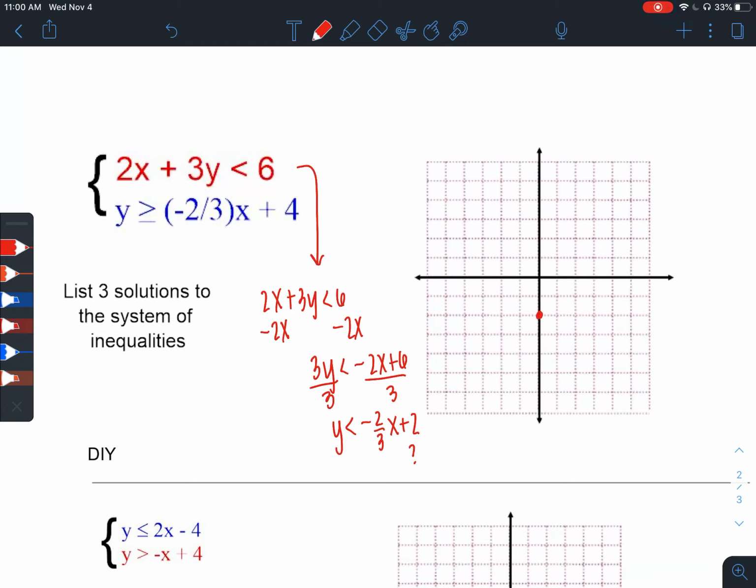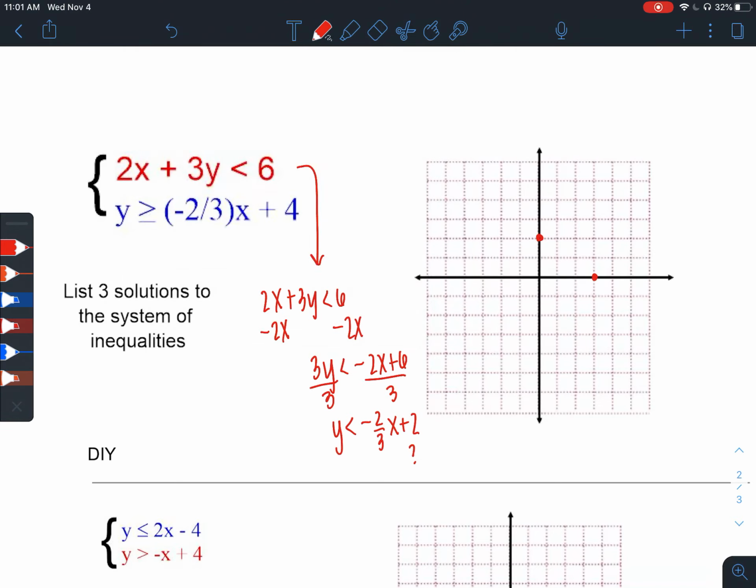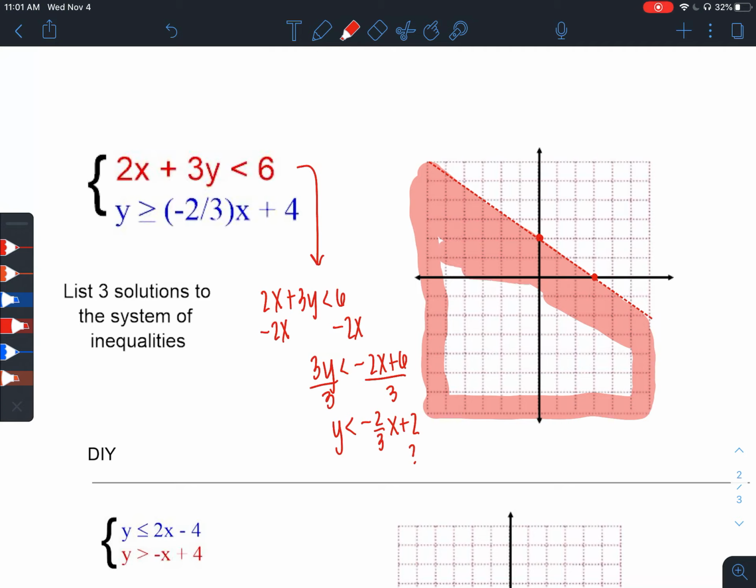You should have had up 2, then down 2 over 3. That is down 2 over 3, not up 2. So our line is going to be dotted because it doesn't have an underline, and we want to shade below because it's a less than symbol. So here is our graph of the red.